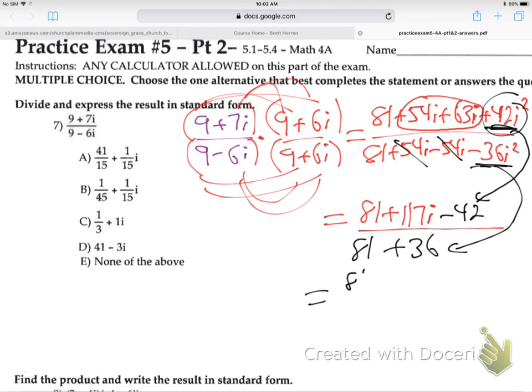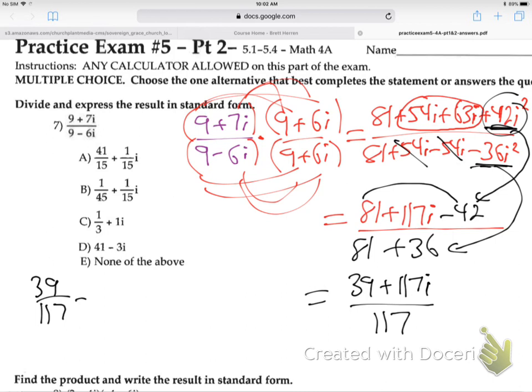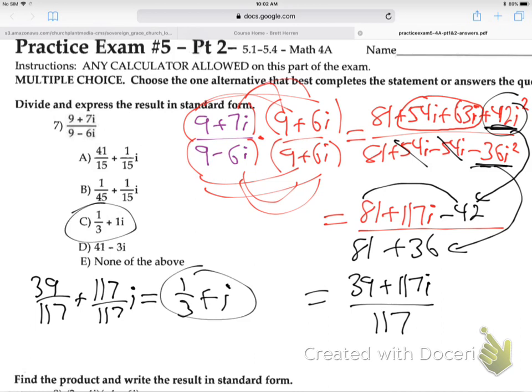So then that's 81. Oh, nope, it's going to be 81 minus 42. What's that? 39? So 117i over 117 on the bottom, adding those. And now, let's separate those. So that's going to become 39 over 117 plus 117 over 117i. And is that 1/3? 1/3 plus i. There it is.